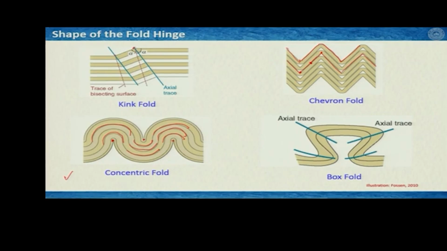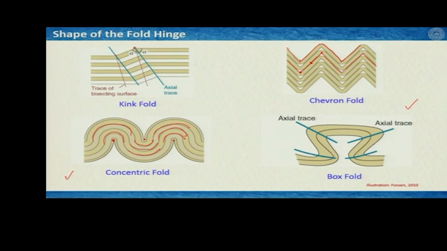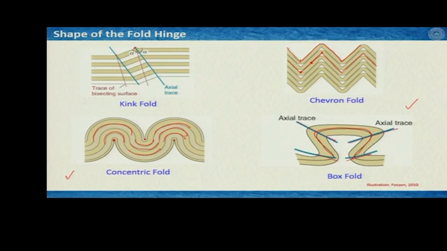Now, a box fold or double hinged fold is something like this, which we have seen before. In one segment of the fold we have two hinge points, and therefore the axial traces, as you can see here, are converging towards the fold core, and these are known as box folds.